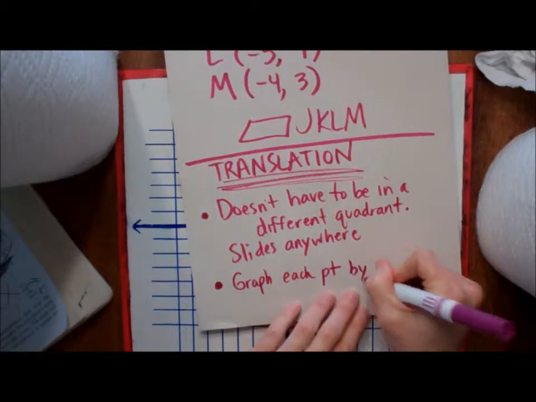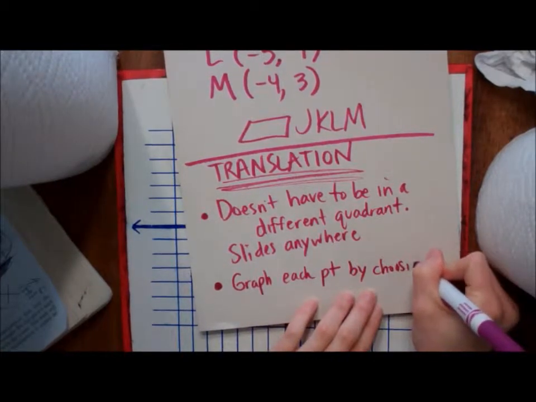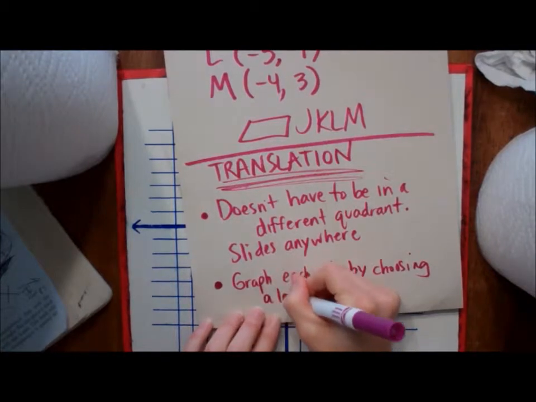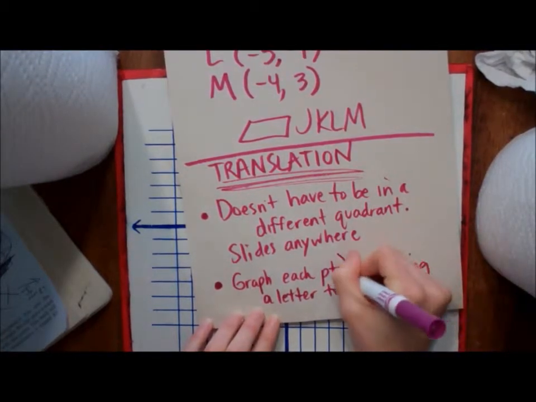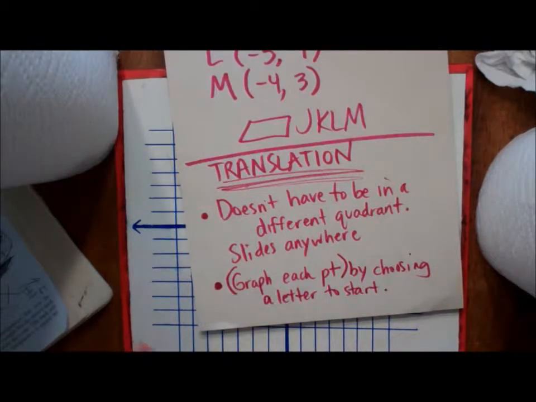Okay? Now, the second thing I want you to write down is that you're going to graph each point by choosing a letter to start with. And you're going to graph each point. Okay, now I'll explain exactly what that means. Okay, but go on and write that down. Hopefully you got it.